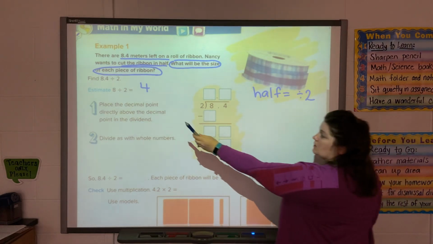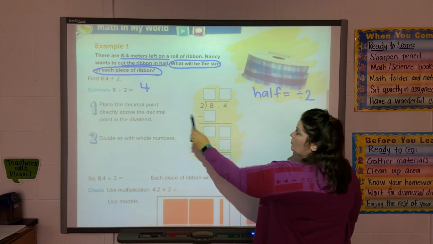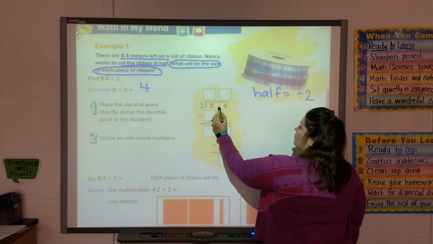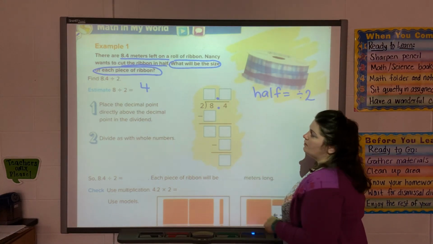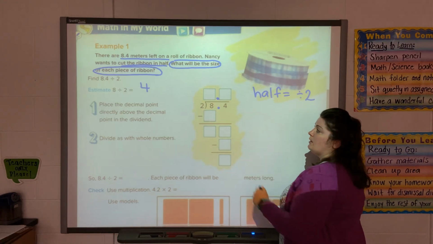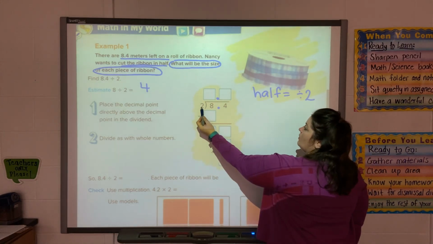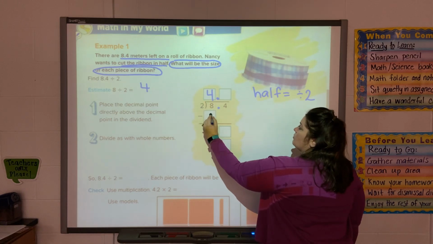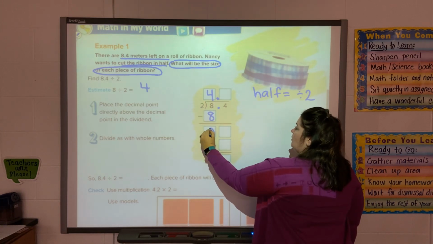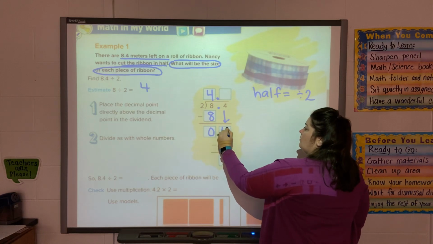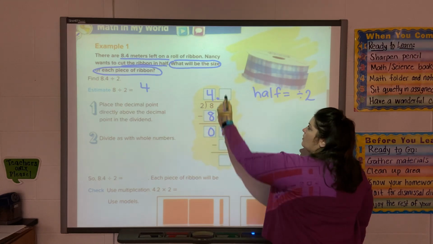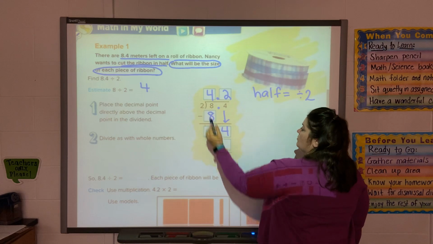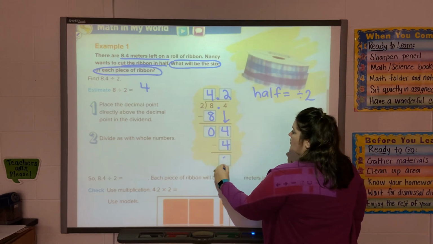Step 1 is to place the decimal point directly above the decimal point in the dividend. Raise the roof, put it right on top. Now we can ignore that decimal and just divide. How many 2's come out of 8? 4. 4 times 2 is 8. Bring down your 4. How many 2's come out of 4? 2. 2 times 2 is 4. Nothing left over.